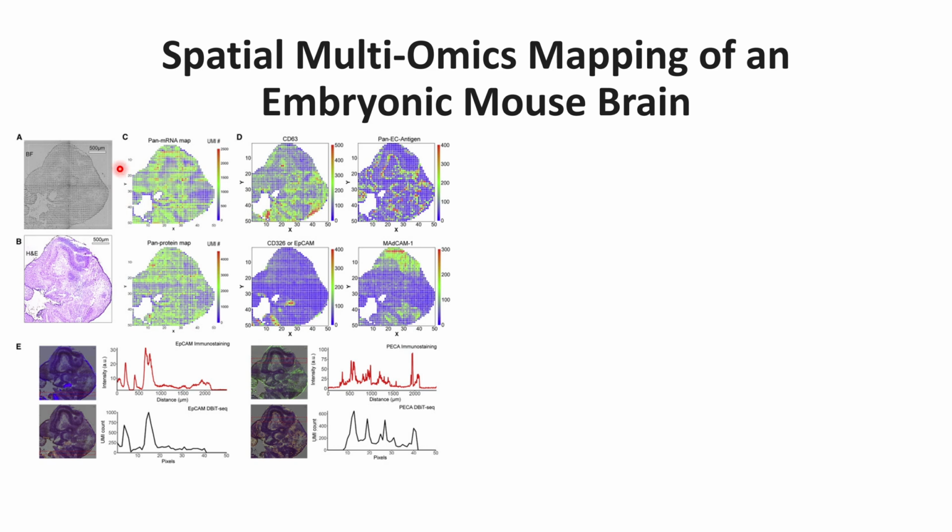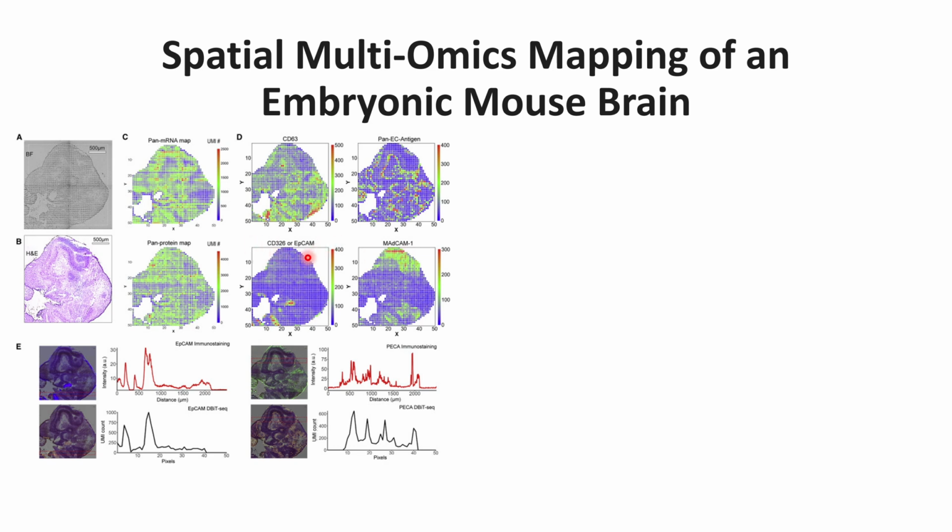So this is the mRNA mapping, and these are the protein mapping that can be seen here. And this is the HNE staining image. In this case, they have mentioned four different proteins and the expression labels spatially, that is CD63, pan-EC antigen, MATCAM, and CD26.